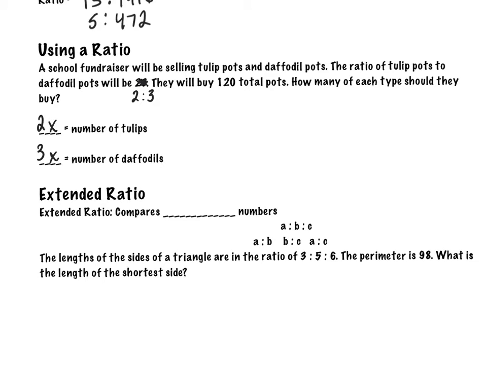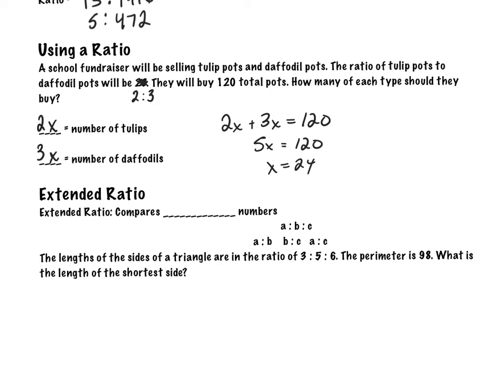All right, so now I need to set up an equation. 2x plus 3x is going to equal the total number of plants sold. And now I just have an equation that I can solve. Right, 5x equals 120. So x is equal to 24.